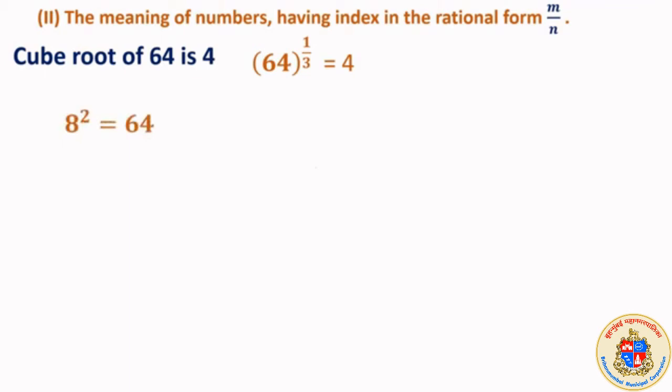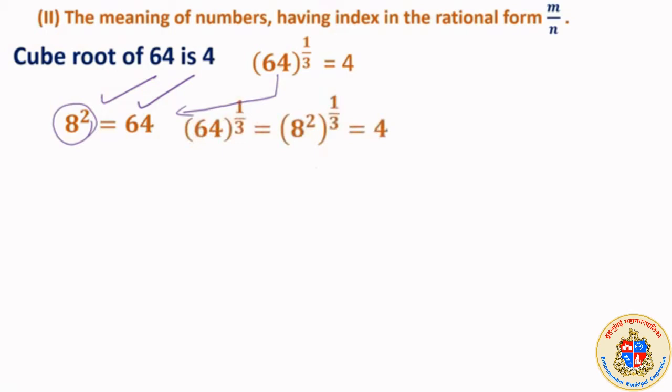64 is equal to 8 square. 8 square is equal to 64. इसमें भी आपको डाउट नहीं है. मतलब ये जो 64 है आपको चाहिए तो 8 to the power of 2 लिख सकता है. तो मैं लिखता हूँ 64 raised to 1 upon 3, or 64 to the power of 1 upon 3, which we read as cube root of 64, can be written as, well, 64 can be written in 8 square format.